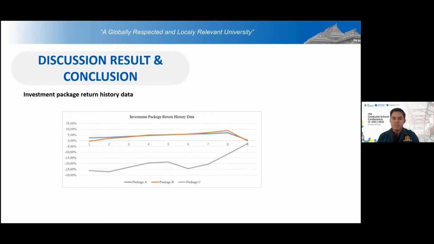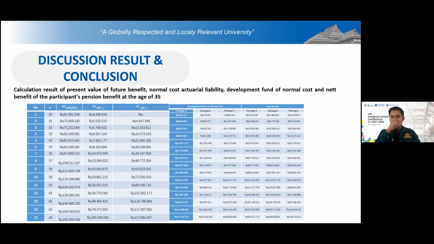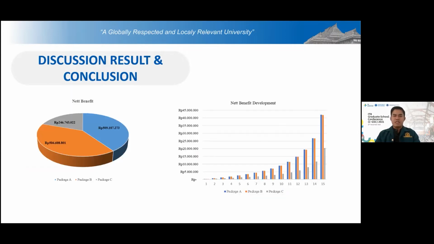And here is the investment package return history data, and also here it can be seen that for a working period of 15 years with the first salary is 3,600,000, the normal cost is 169 million, and when it is put in the investment of the PLK Muamalat, the estimated total benefit for package A is 509 million. So if we see, package A produces a higher return than other packages. And here is a graph of calculation results. We can see that package A and package B are not too much of a difference.